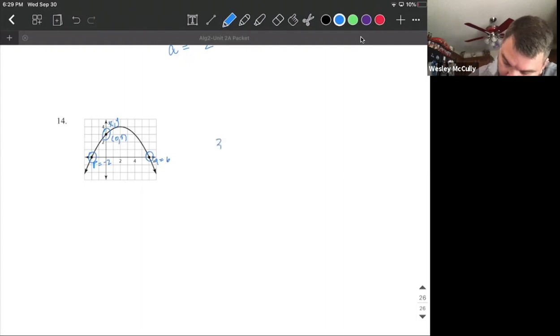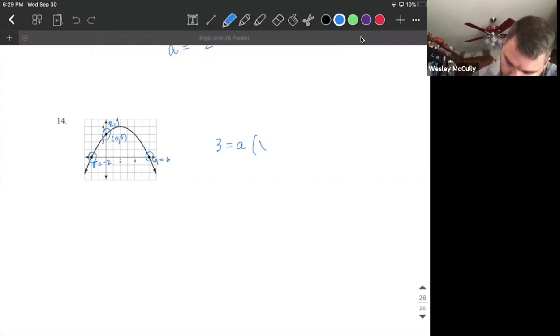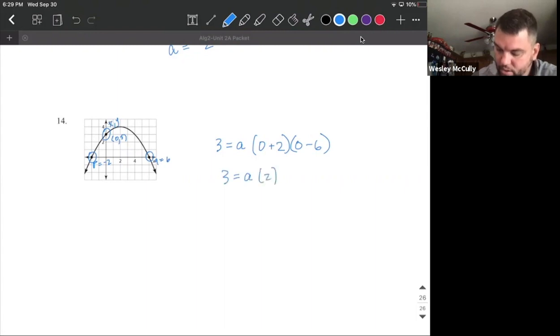Okay, so I've got 3 equals a times x plus 2. No, not x. Why did I put x? Silly. 0 is my x value. 0 plus 2. And then 0 minus 6. Okay, 3 is equal to a times 2 times negative 6.